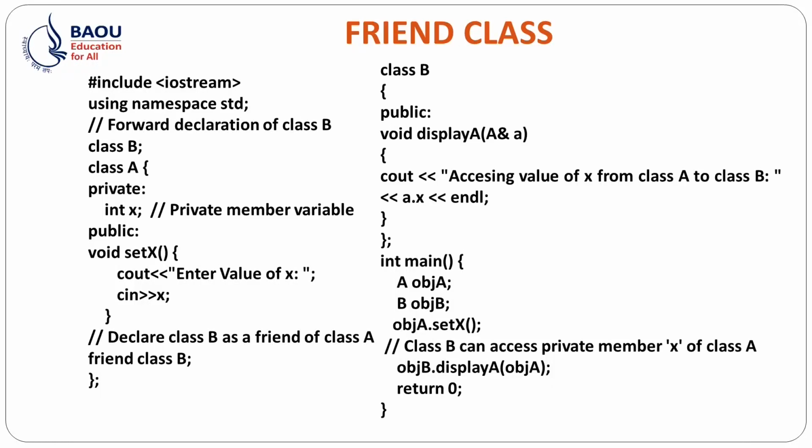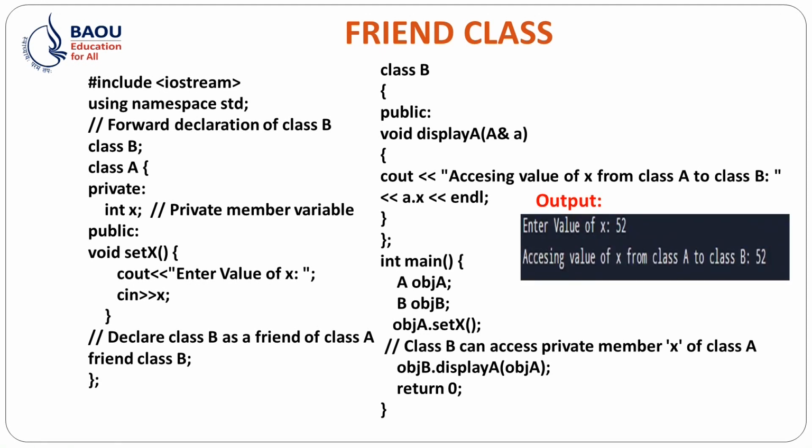And when I compile this program, what I will get as my output is: enter the value of x, the value of x is 52, accessing value of x from class A in class B. So over here my friend class has been called.